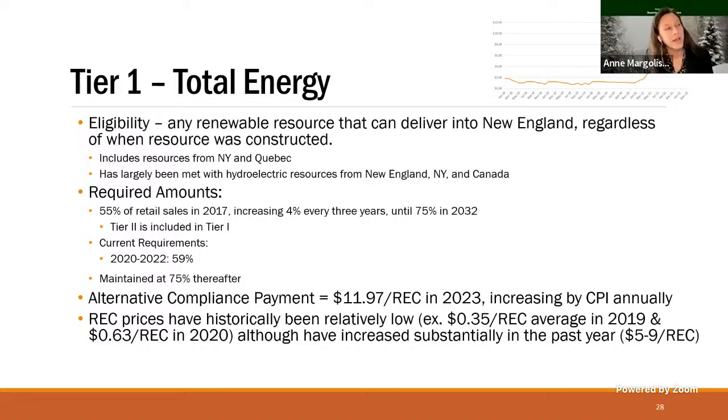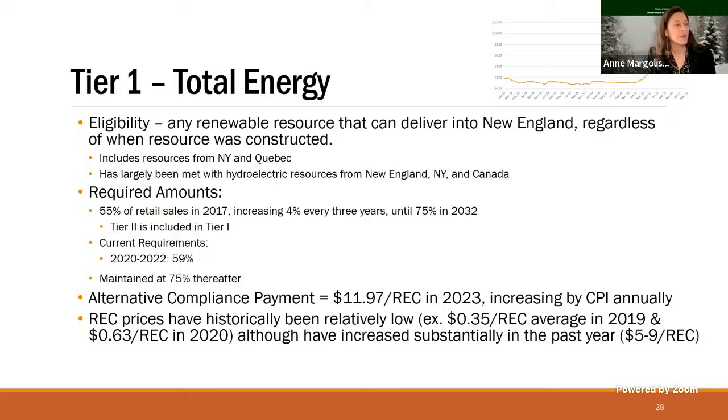There's an alternative compliance payment if a utility can't meet its tier 1 obligation, or tier 1 resources are more expensive than the alternative compliance payment. Then a utility can make an alternative compliance payment into the Clean Energy Development Fund. I don't believe that's happened to date. The same mechanism exists for tier 2 as well. So the alternative compliance rate was $11.97 per REC in 2023, and that increases by the rate of inflation annually.